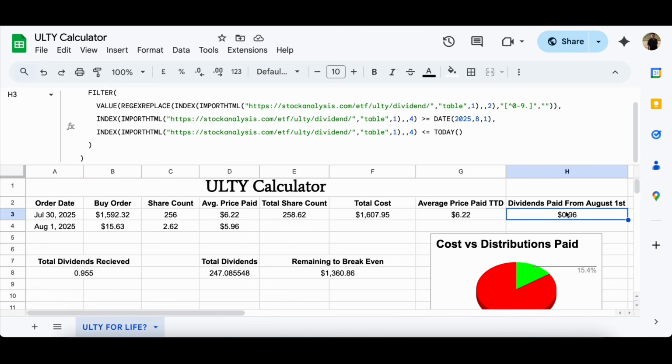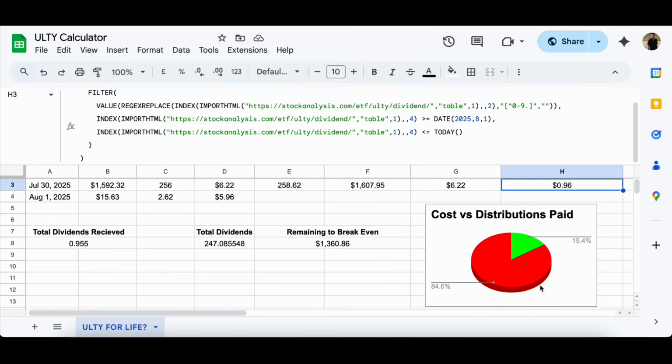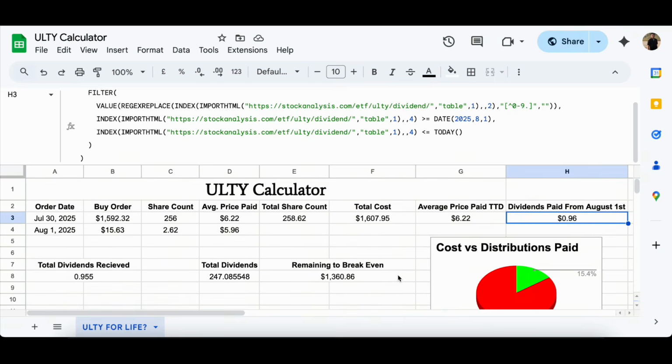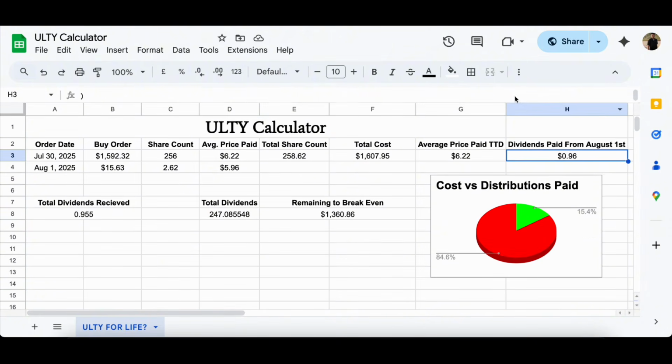Once this gets updated, then total dividends get updated, then the break-even point gets updated, and in return, this graph that you see, the pie chart, gets updated. As you see, 15.4% has been my return for this position, meaning I am 85% away from my initial investment. If ULTY keeps on paying at the pace at which it is paying right now, I will soon be able to recover all my cost basis, and then everything else will be on the house.